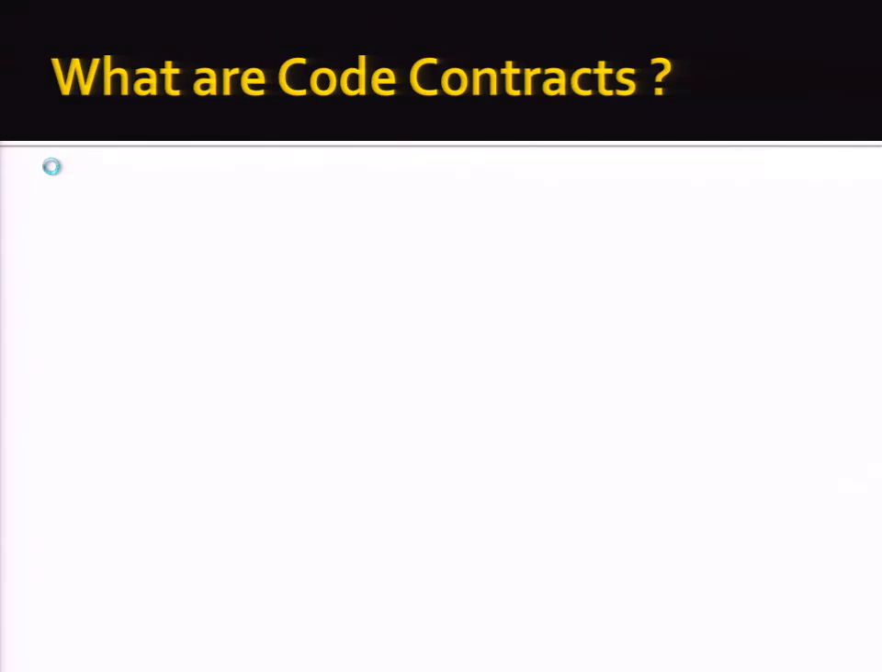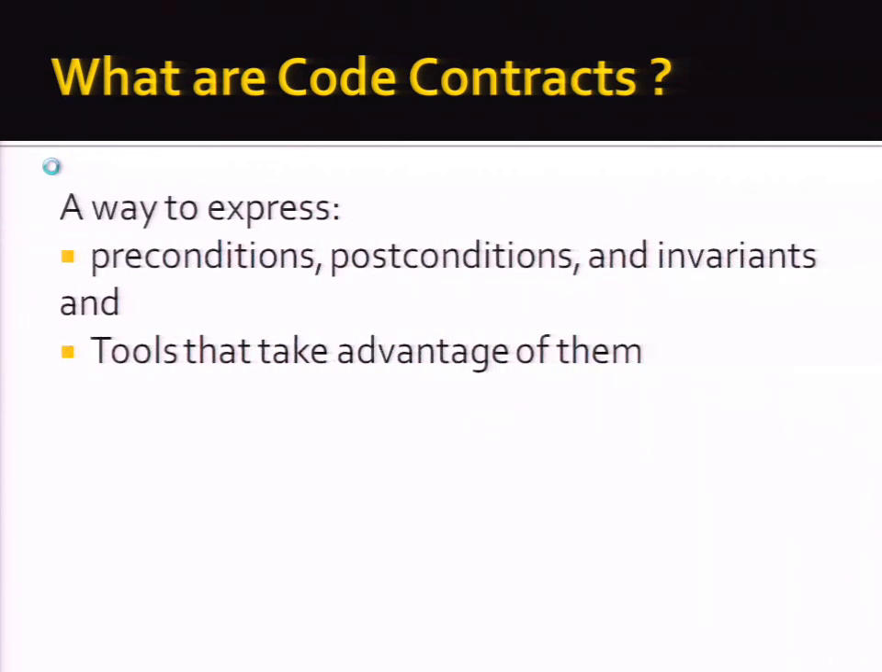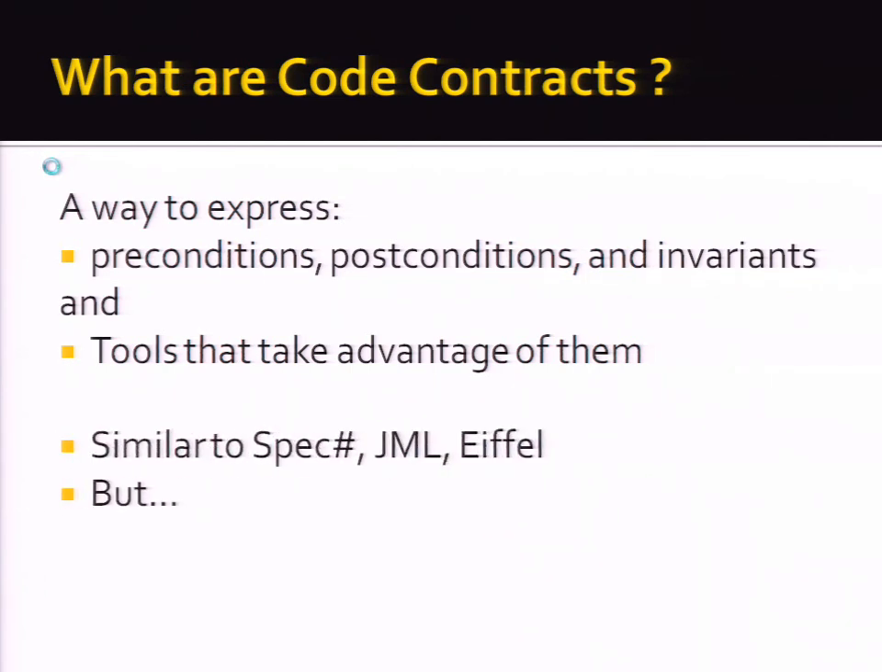So what are code contracts? I would describe them as a way to express preconditions, postconditions, and invariants in your code, and a bunch of tools that take advantage of these specifications. You may be familiar with other approaches, for example, Spec#, or JML, or Eiffel, which also provide you ways to express specifications and have tools that check them at runtime or statically.